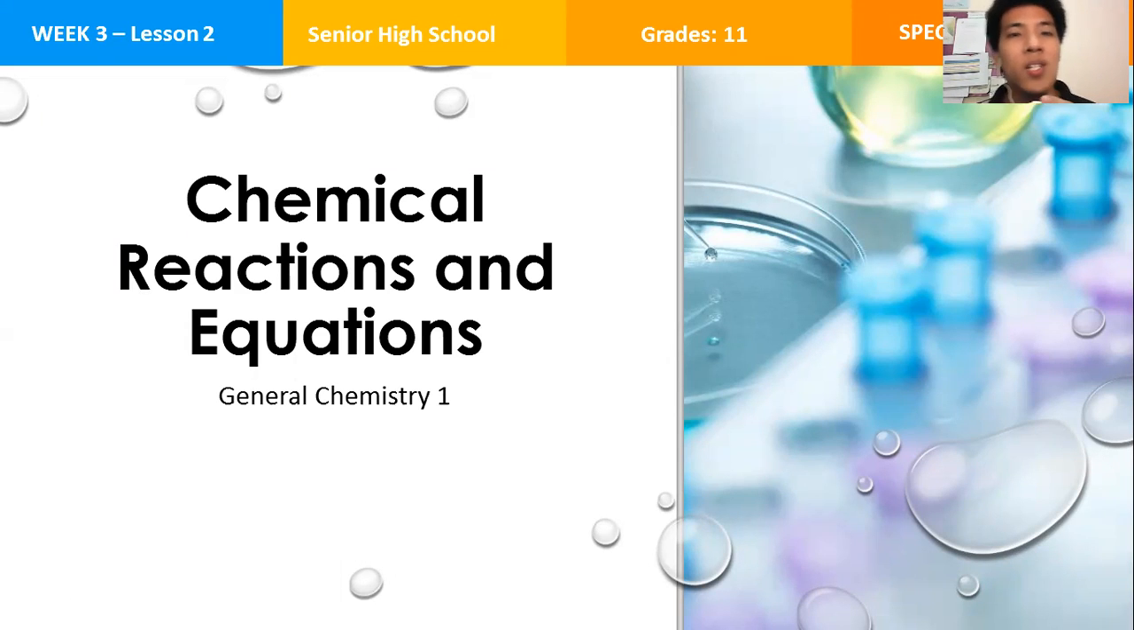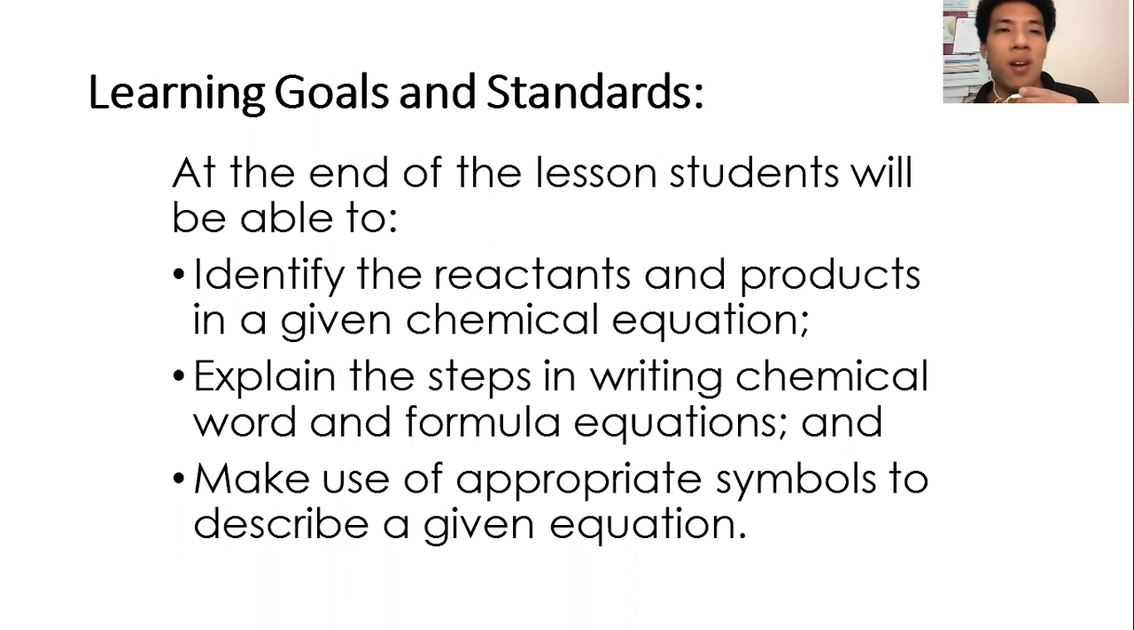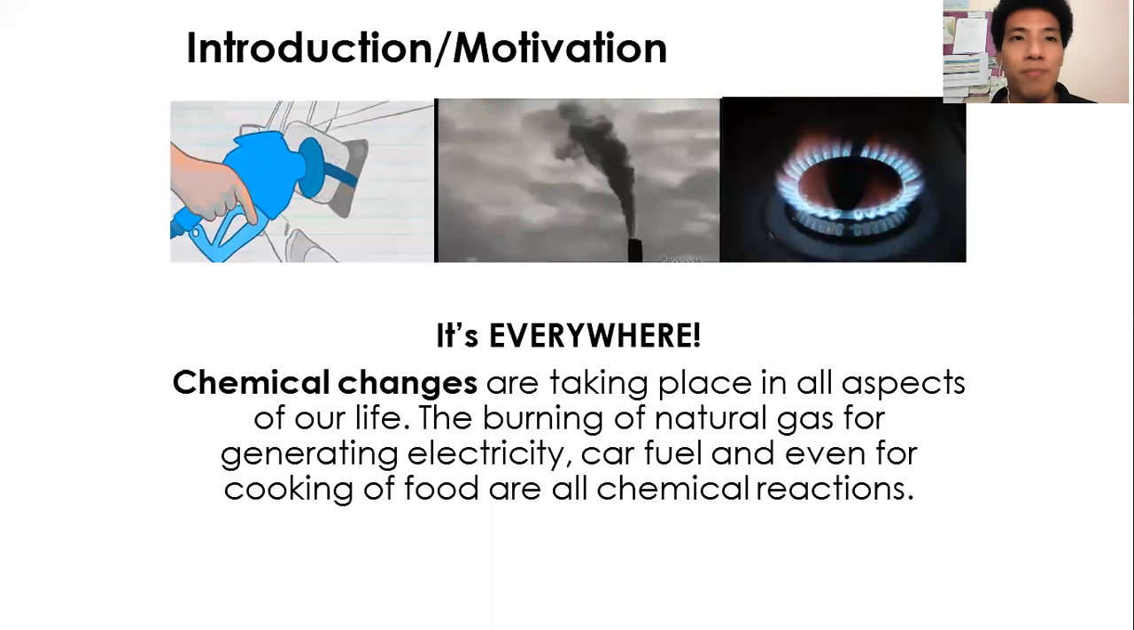Good day, everyone. Today we are going to have chemical reactions and equations as part of our lesson for this session. For part one, we're going to discuss word equations and formula equations interpretation. Our learning goals and standards will be to identify the reactants and products in a given chemical equation and explain the steps in writing chemical word and formula equations. And we will be able to use appropriate symbols to describe the given equation.